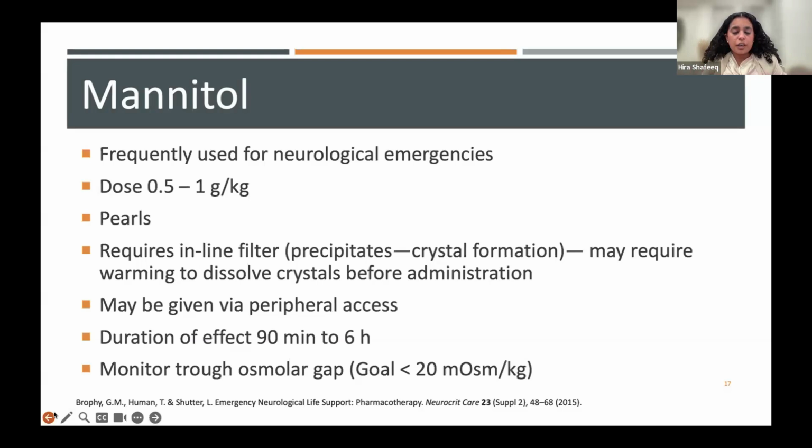It can be given via peripheral access. So unlike hypertonic saline, for which above 3% you require central line access, it's not an issue when it comes to mannitol.